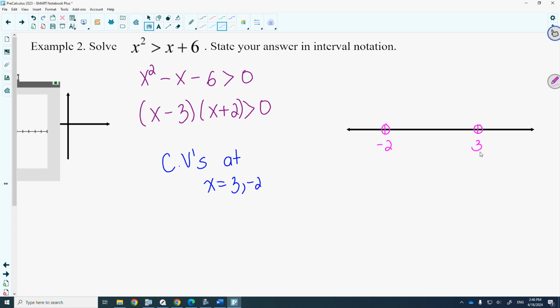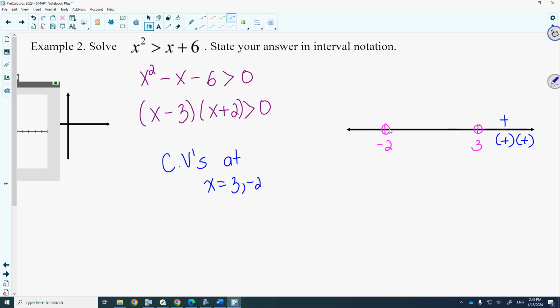Now I'm going to do test points. I'm going to pick a number greater than 3, and plug it into these two factors. I'm going to pick the number 4. If I put 4 in this first factor, 4 minus 3 will give me a positive number. 4 plus 2 will give me a positive number. Two positive numbers gives me a positive solution region. So this will be greater than 0. A positive number is greater than 0.